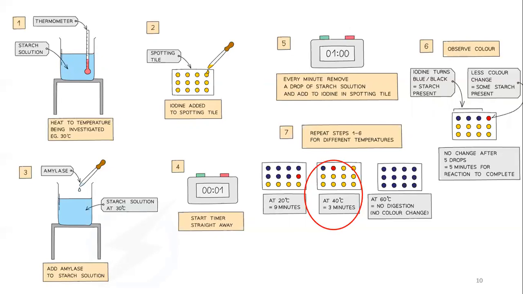Now here, when we are increasing the temperature, what we can observe is at 40 degrees, we can observe very few blue color spots. Blue color means starch is still present, but all the other spots are yellow. Yellow means the color of the iodine. That means all the starch has been hydrolyzed. So the enzyme acts fastest, and the reaction rate is faster at 40 degrees, within a very short time.